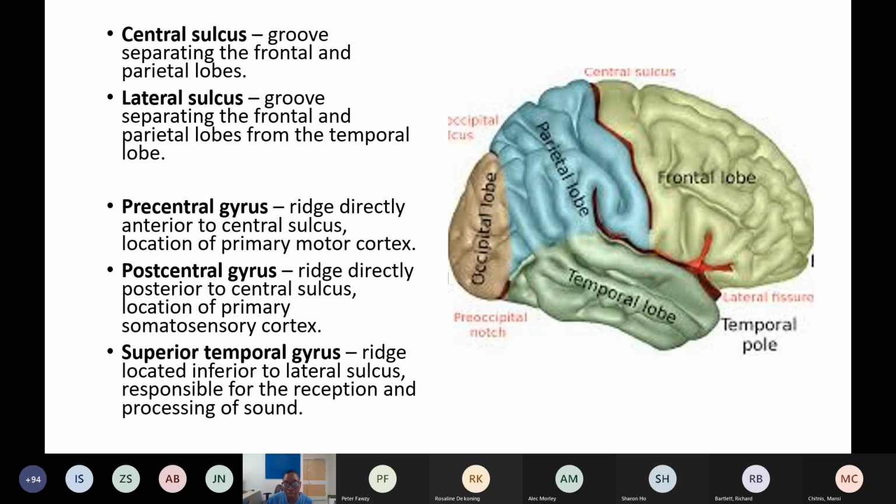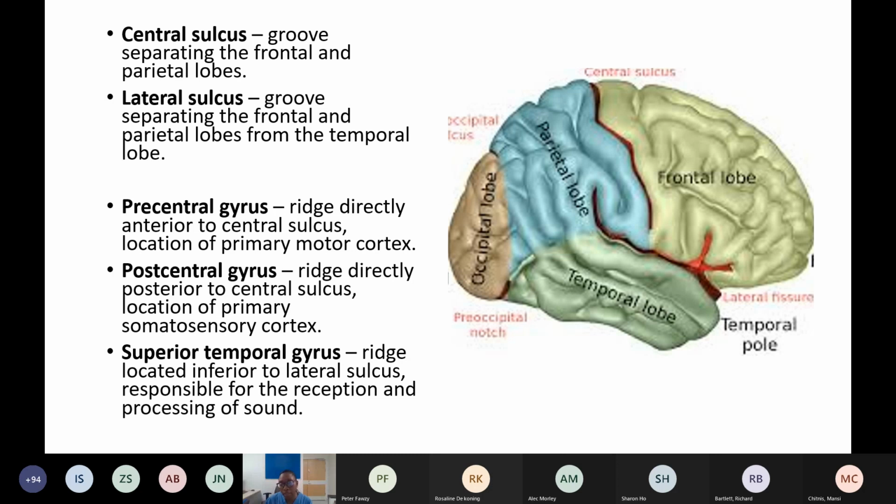So there are particular sulci and gyri that it's important to know. Giulio, one of our fellows, will be discussing the frontal lobe, and he's really good at explaining this anatomy, just to cover some of the main ones in this section.